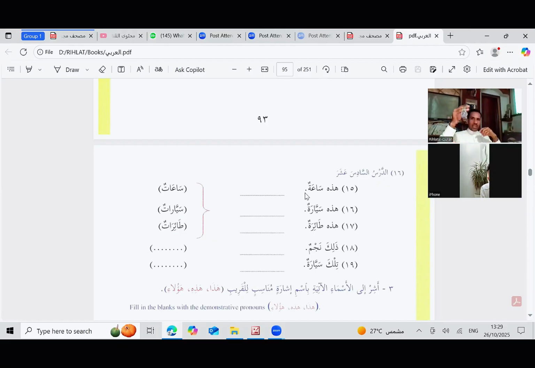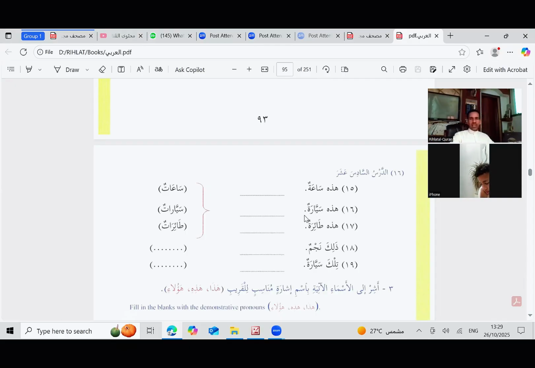What does it mean هذه ساعة? Watch. This is a watch, right? Yeah. Make it plural. Like you talk about plural in Arabic. More than one watch. What will you say? هذه ساعات. Why should we use هذه? Because it's an object. Excellent.